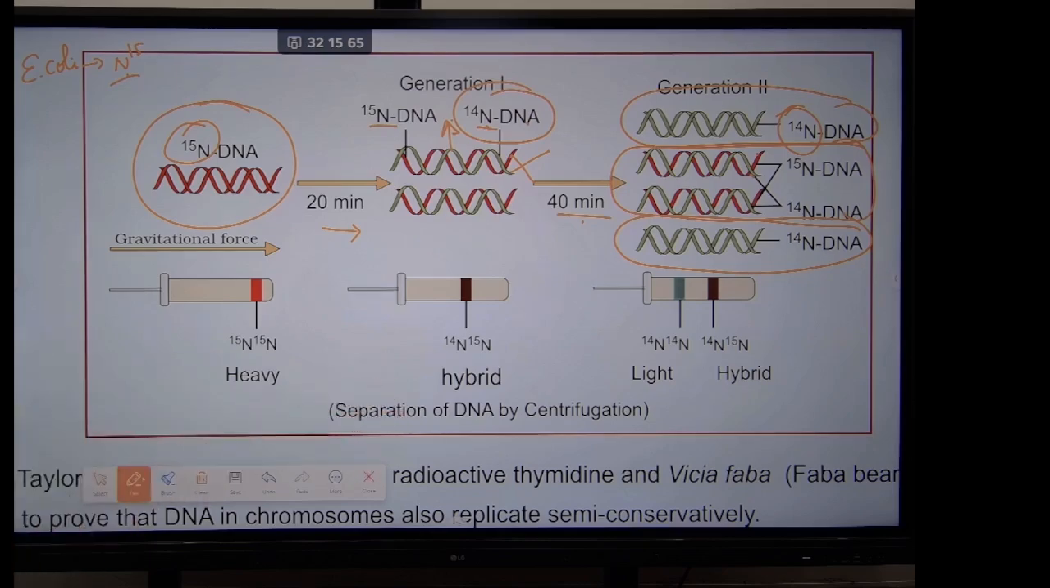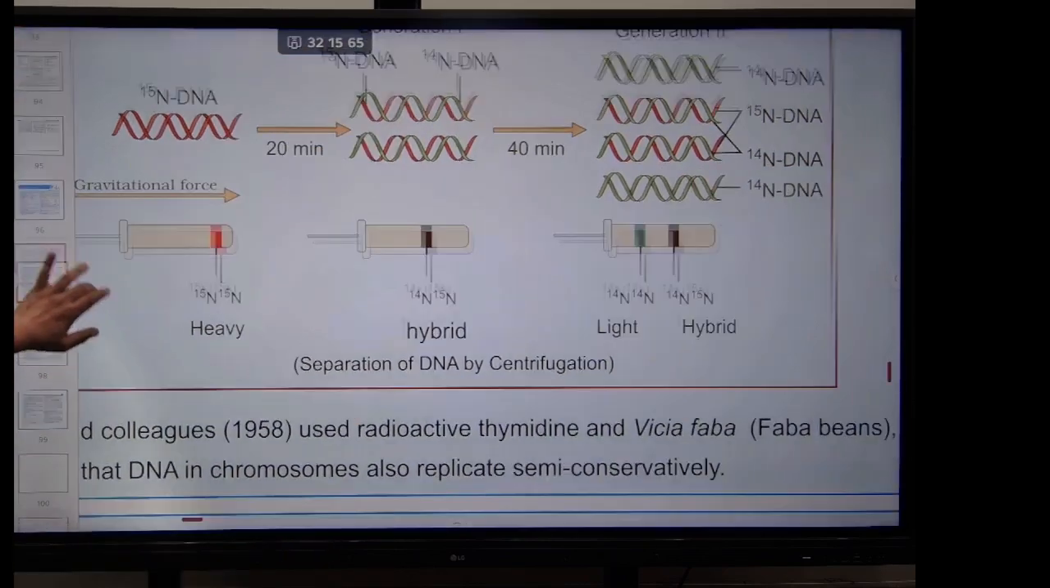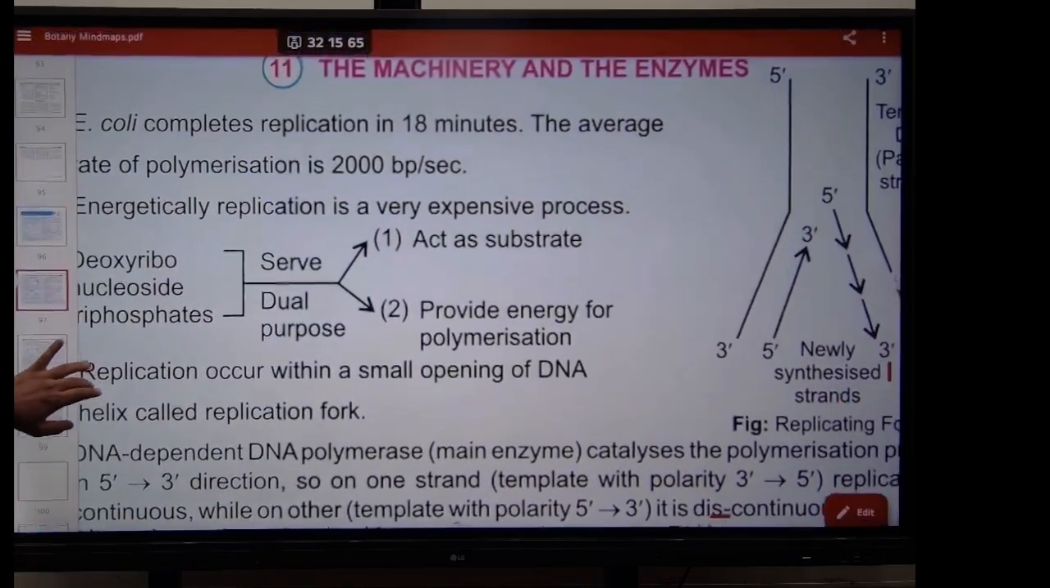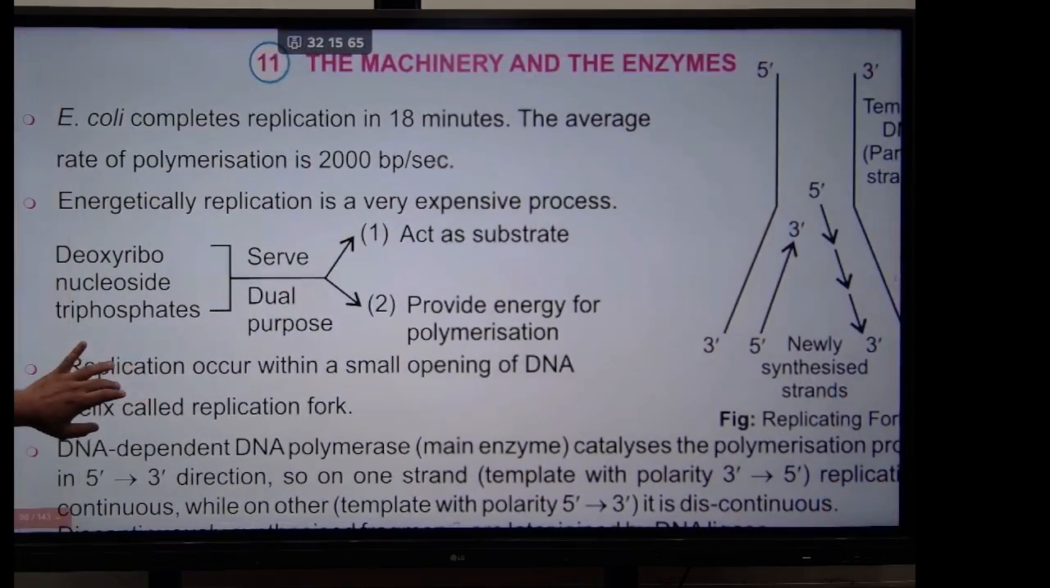Understood? Right? Okay. Now, what is the mechanism of DNA replication, guys? You see here.